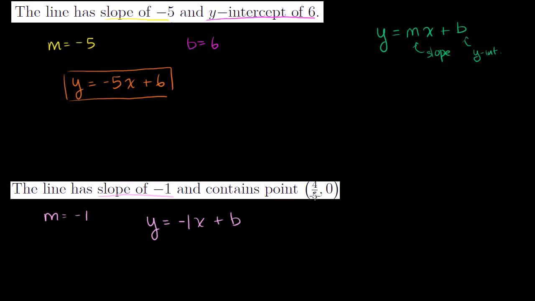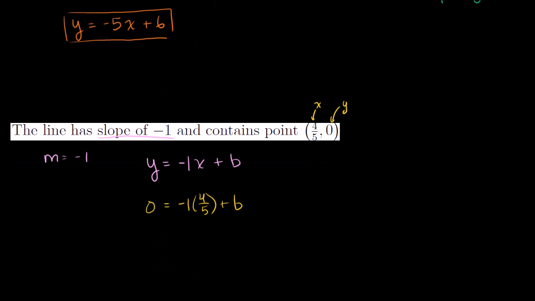Now, we can use this coordinate information, the fact that it contains this point, to solve for b. The fact that the line contains this point means that the value x is equal to 4/5, y is equal to 0 must satisfy this equation. So let's substitute those in. Y is equal to 0 when x is equal to 4/5. So 0 is equal to -1 times 4/5 plus b. Let me scroll down a little bit. So let's see. We get 0 is equal to -4/5 plus b.